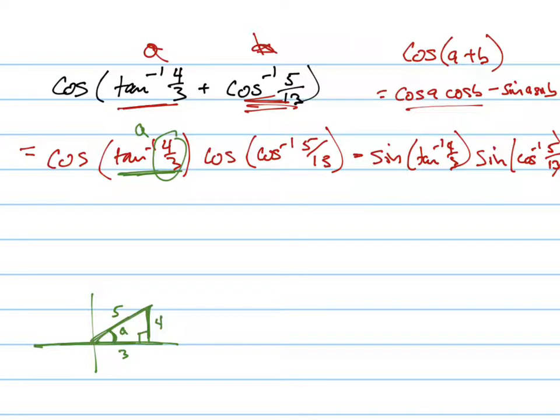So the cosine of that angle, right there, is the adjacent over the hypotenuse. So this equals 3/5. Make sense?